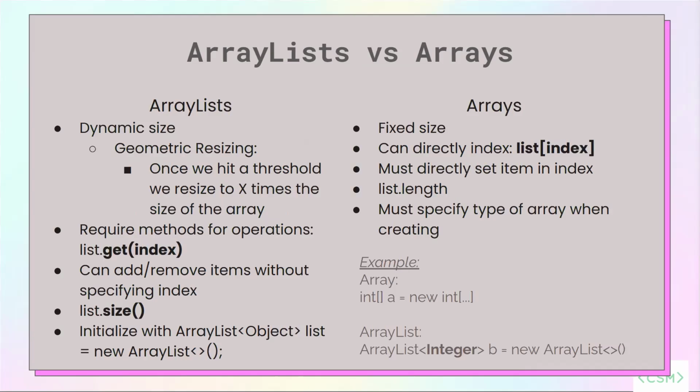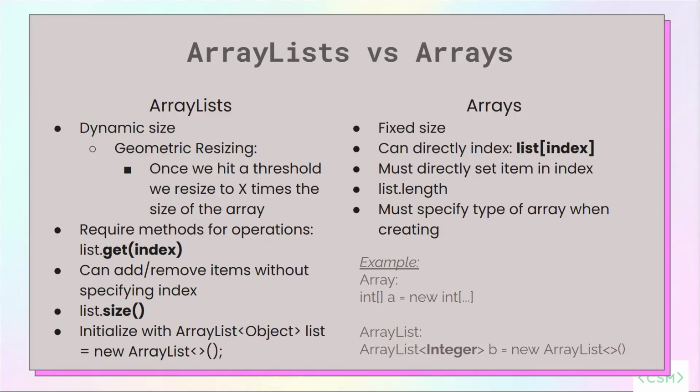Here are the differences between array lists and arrays. First, the array has a fixed size. However, array lists have a dynamic size. It's called geometric resizing. When you keep adding into the array list and you hit a threshold, you will resize the array by a certain factor times the size of the array. They're also resized down if you keep removing items from the array and it gets to a certain threshold, you can also resize it down.